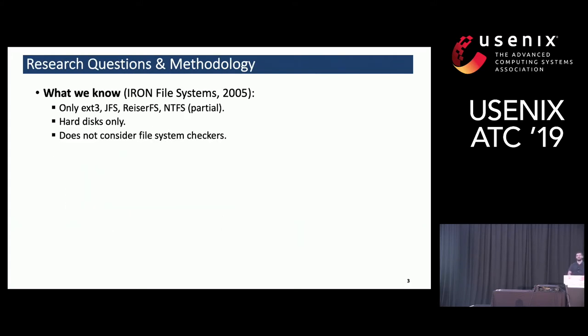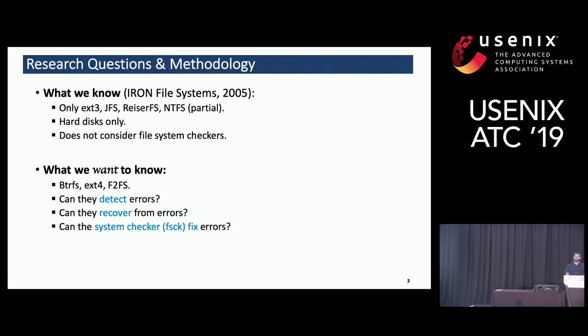So, what do we currently know about this? The RM file systems paper studied four file systems that were common back in 2005. However, this study includes errors related to hard disks only and does not consider file system checkers. In our study, we focus on three modern file systems and explore their ability to detect and recover from errors, along with the ability of their file system checkers to resolve issues offline.